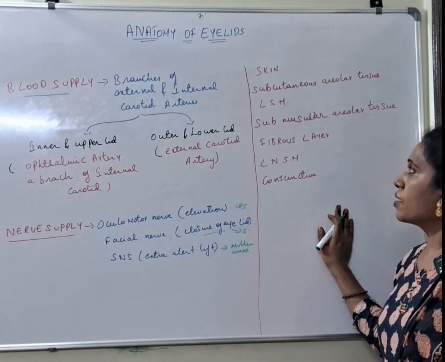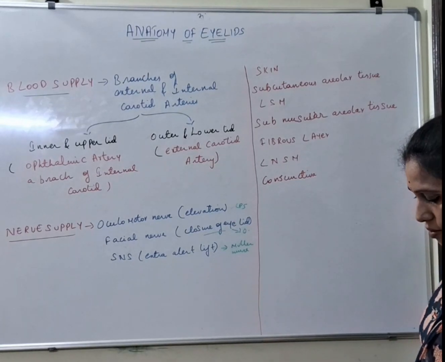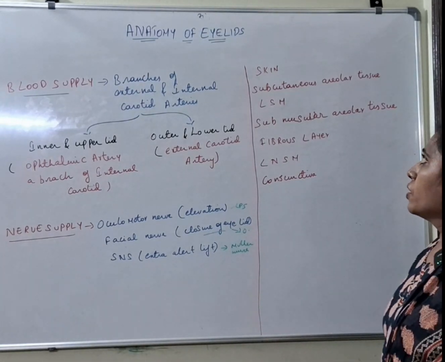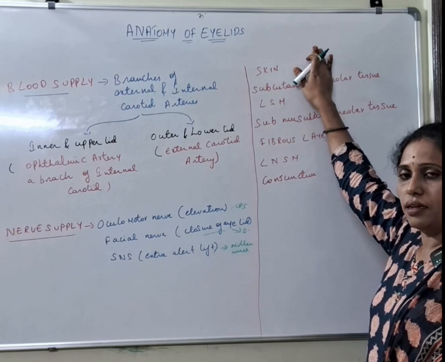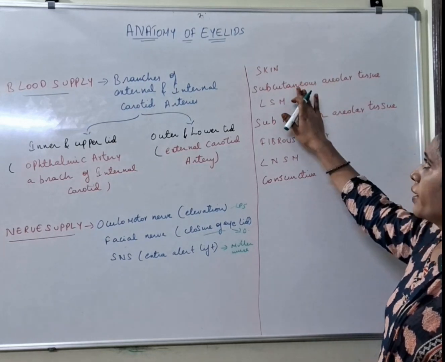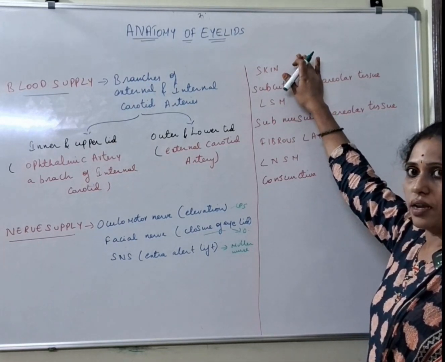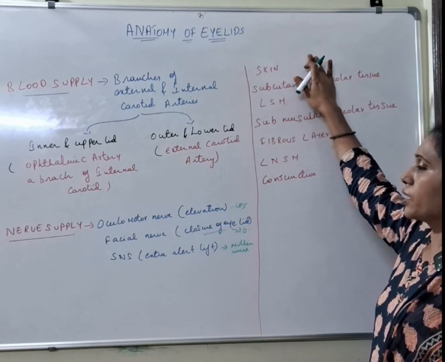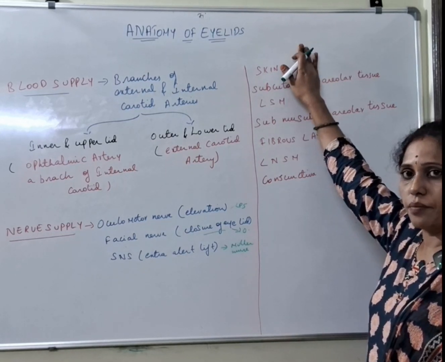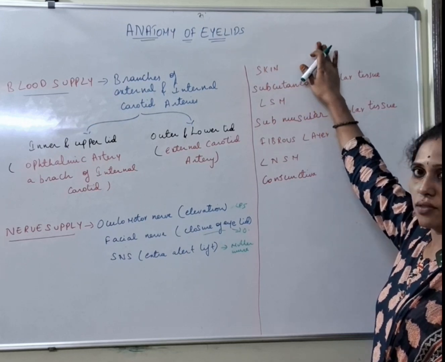So coming to the summary, the first layer is nothing but the skin, where you will see the sebaceous glands and the sweat glands on it. And coming to the sebaceous glands, you have two types: one is the meibomian gland, and the other is the gland of Zeis. And coming to the sweat glands, glands of Moll.